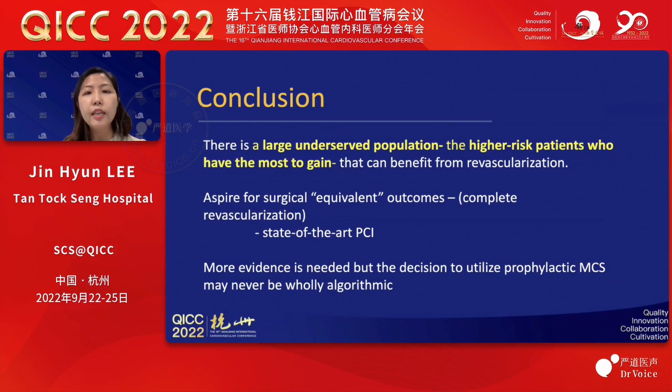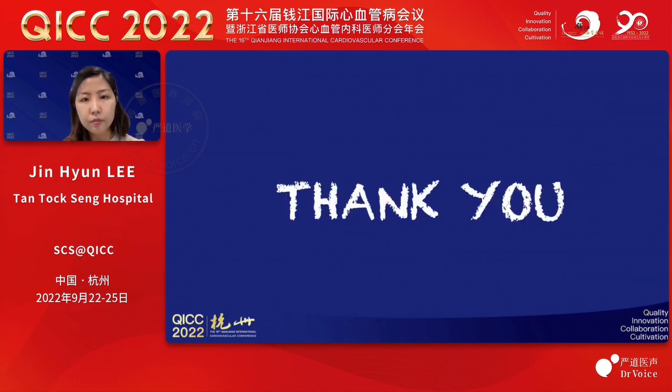So in conclusion, there is a large underserved population of higher risk patients who have the most to gain and can benefit from revascularization. In this group, with careful selection, we should aspire to complete revascularization if possible and use state-of-the-art PCI techniques. More evidence is needed at this point, but the decision to utilize prophylactic MCS may never be wholly algorithmic. Thank you.